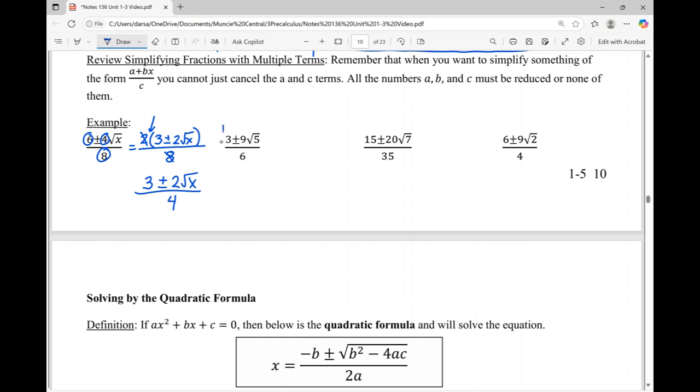Let's try it with our next problem. 3 plus or minus 9 square root of 5 over 6. Now, remember also with square roots, insides go with insides, outsides go with outsides. So you would never try to use a 6 on the outside of a square root and divide it with a 5 on the inside. Those do not go together, okay? So we're going to look at the 3, the 9, and the 6. Are 3, 9, and 6 all divisible by something? Yes, they're all divisible by 3.